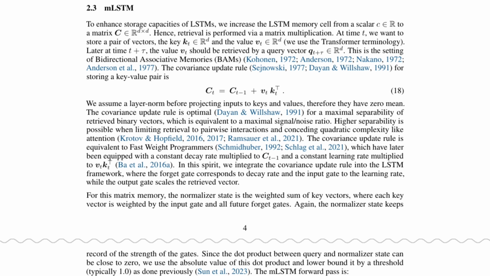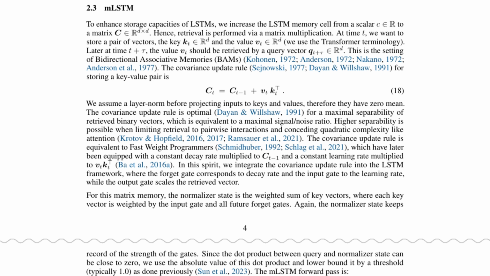The covariance update rule is equivalent to fast weight programmers, which have later been equipped with a constant decay rate multiplied to C and a constant learning rate multiplied to the key. In this spirit, we integrate the covariance update rule into the LSTM framework, where the forget gate corresponds to the decay rate and the input gate to the learning rate, while the output gate scales the retrieved vector.